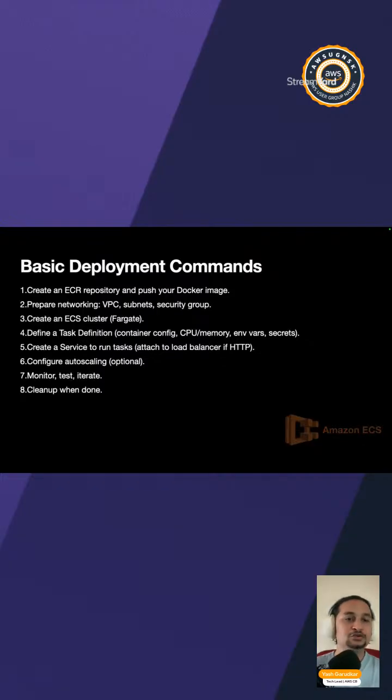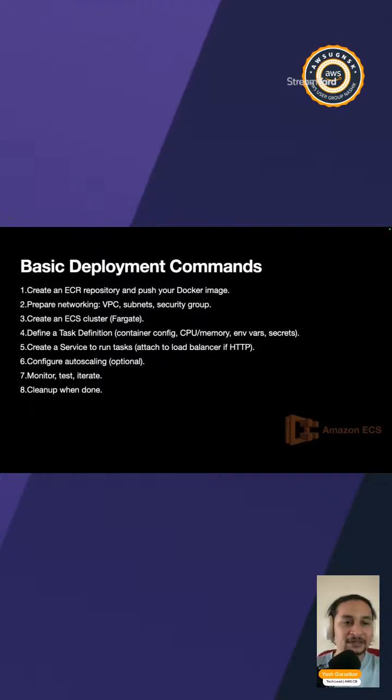Okay, so these are the basic deployment steps for your deployment using ECS. So what we do is, first you create your ECR repository, which is for deploying your container images. So you create your container image and you push it to the repository.